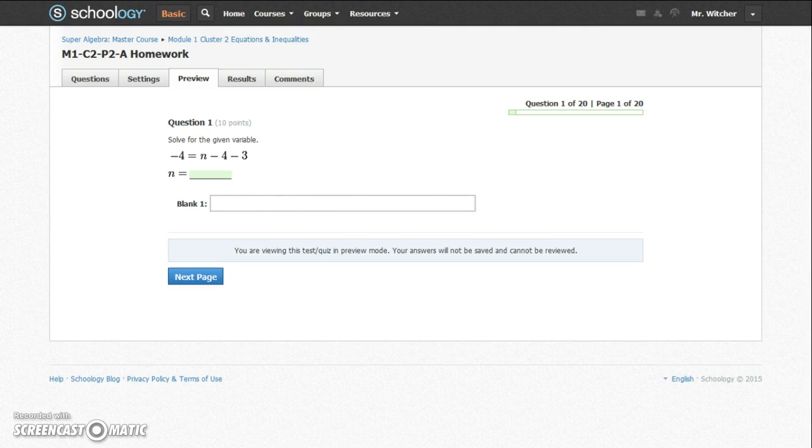Here's our first equation. So it's negative 4 equals n minus 4 minus 3. So the first thing I'll do, I'll go ahead and combine like terms. Negative 4, negative 3. So if I rewrite that problem up here, negative 4 equals n minus, so negative 4 minus 3 is negative 7. Then this is just a one-step equation. I go ahead and add 7, and I end up with 3 equals n.